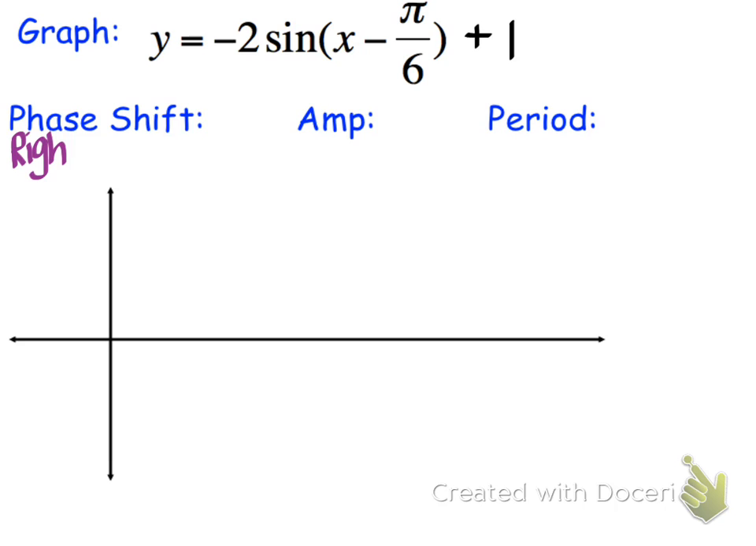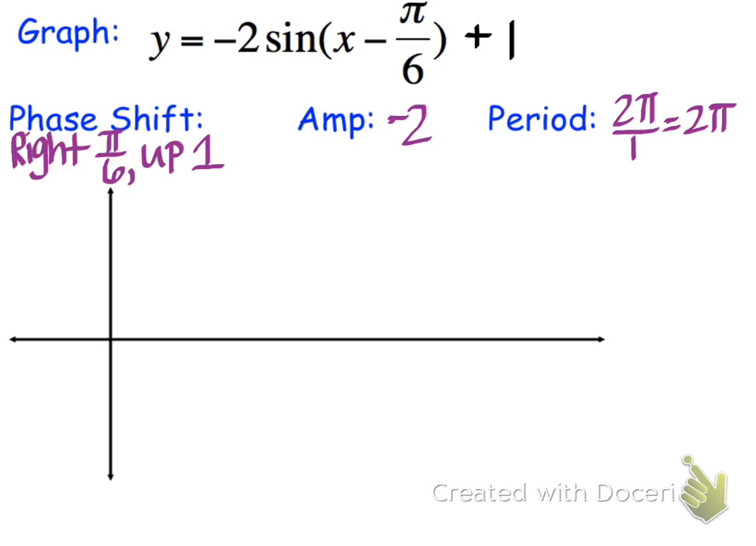So the first thing is the shift. This graph is going right pi over 6 units, and it's going up 1 unit. So there's a change right there to start. The amplitude is 2, but it's going to be negative. Now, remember, that means in terms of the sine graph that it's actually going to start the opposite. It's going to go down first instead of up first. The period is still just 2 pi because our b value is 1.